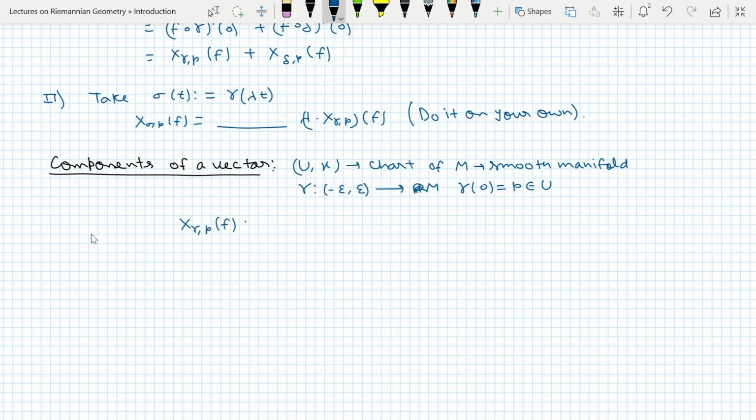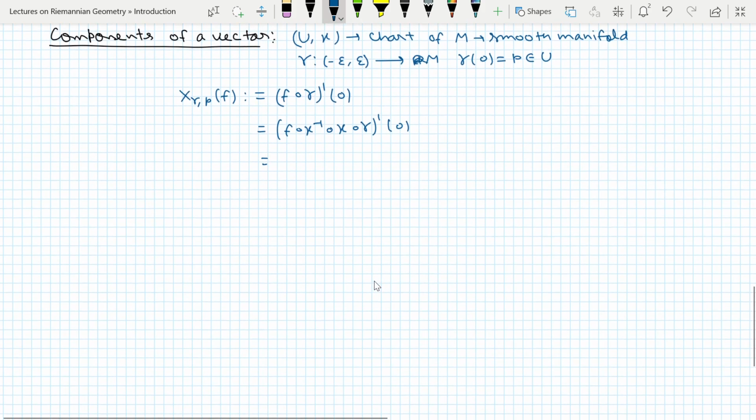Okay. So note that you have your x gamma P. By definition of the tangent vector, what is this? This is f composed with gamma. Take the derivative of it. Evaluate it at the parameter value 0. Now, just for fun, you have your chart. So I invoke the chart map here. How do I invoke the chart map here? Well, the chart map is invertible, so I can invoke it like this. Right? There is no problem here.